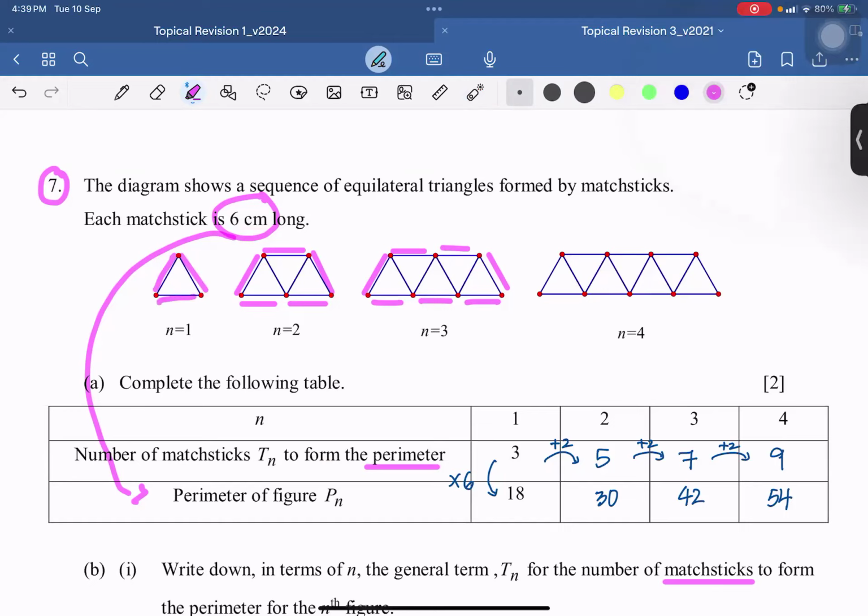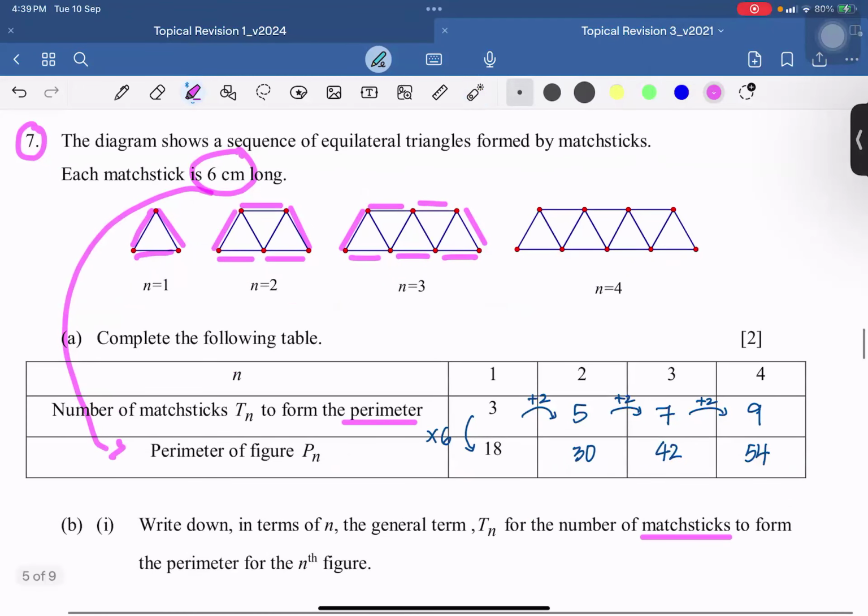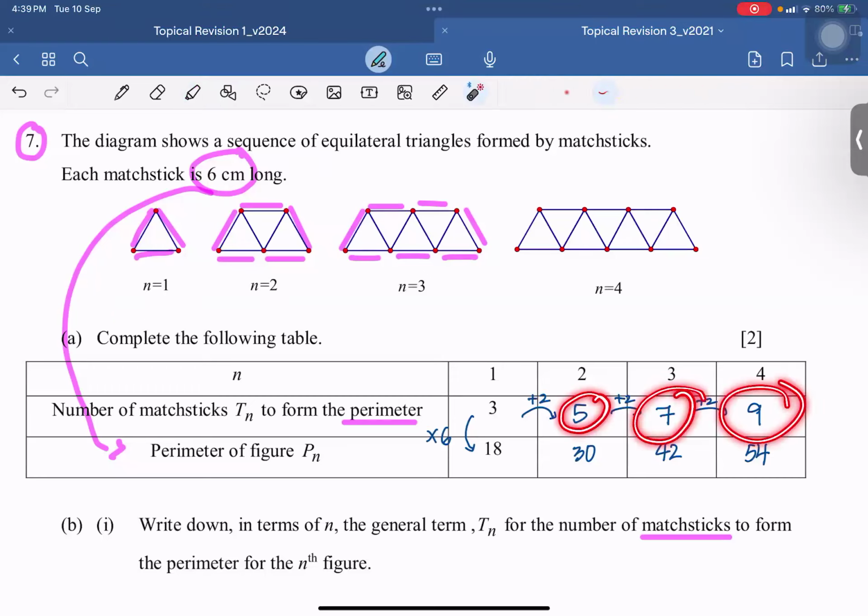So in this case, it's 3, then 5, 7, 9. Anyone who never counted the perimeter, and counted the total number of matchsticks? Then the whole thing is wrong. The question says perimeter. If I just counted the matchsticks only, it means this is not the perimeter. How did the question get 18? Each matchstick is 6 cm long. So what do we do? We take the number of matchsticks times 6 to give us the answer.